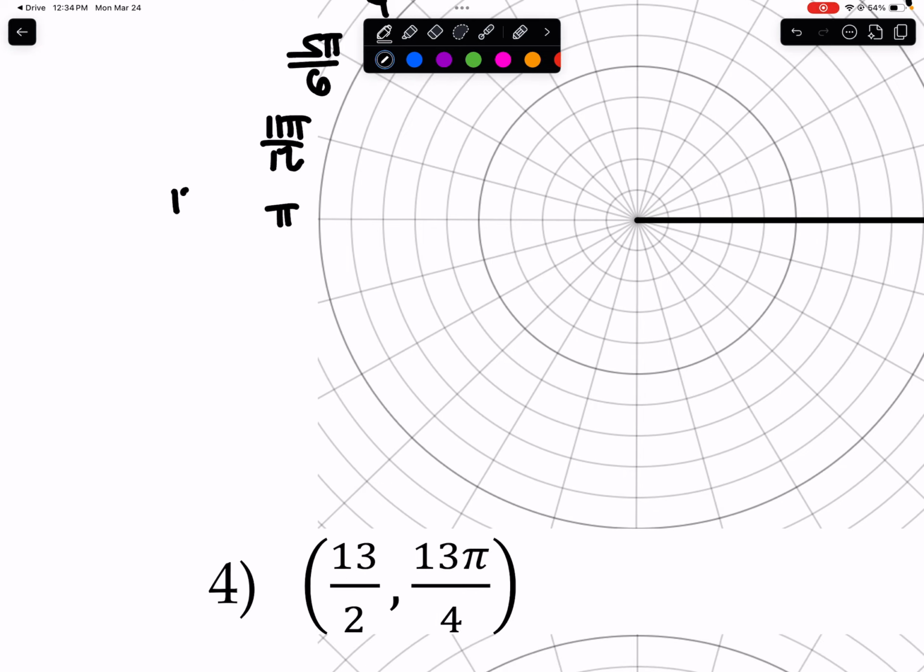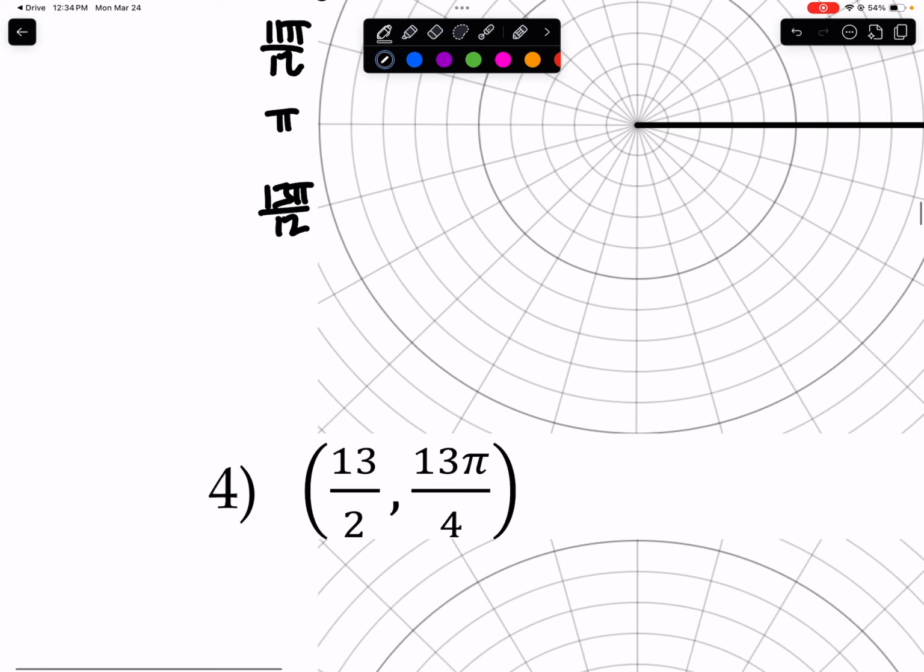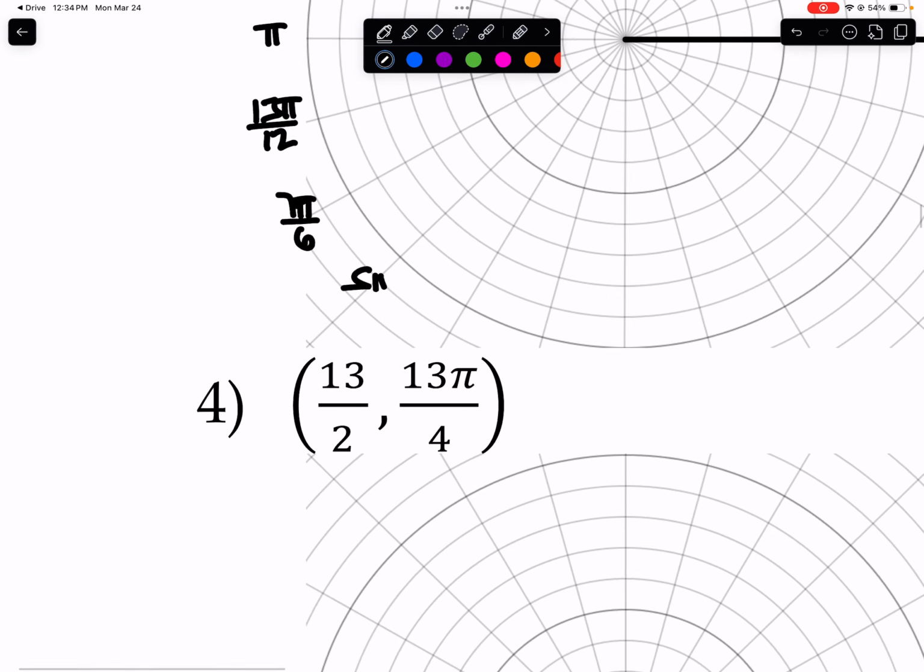Over here, when we get to pi, this would be 12 pi over 12, which is just pi, so I don't need that. And then 13 pi over 12. Then 7 pi over 6, 5 pi over 4, 4 pi over 3.